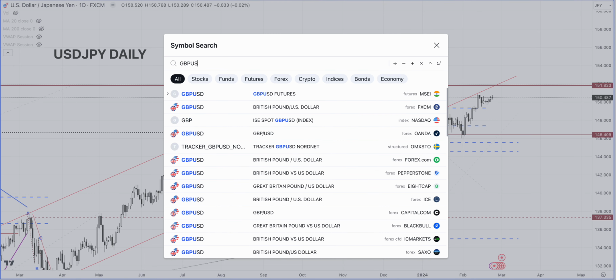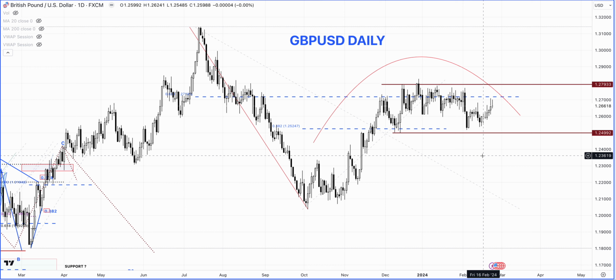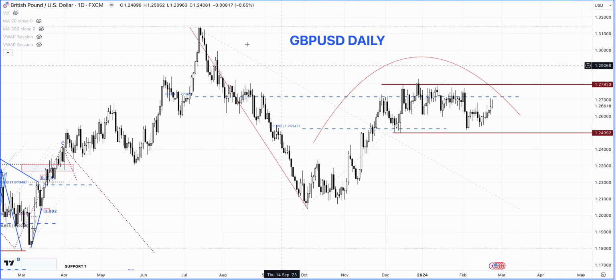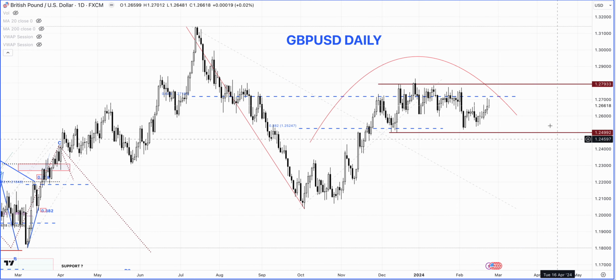Let's take a look at the British pound. So we are taking a look at the daily chart of the cable. The really interesting thing about the cable is it's stuck in a range of support coming in from this swing low to this high at 38.2%, and the resistance coming in from this swing high to this low at the 61.8% retracement level.